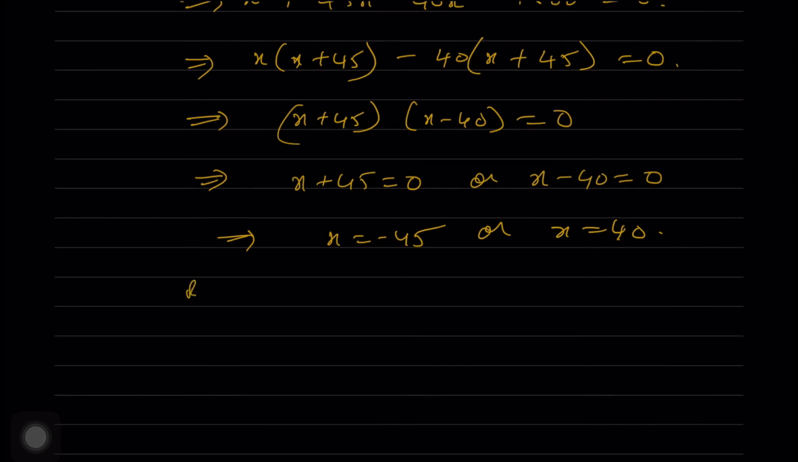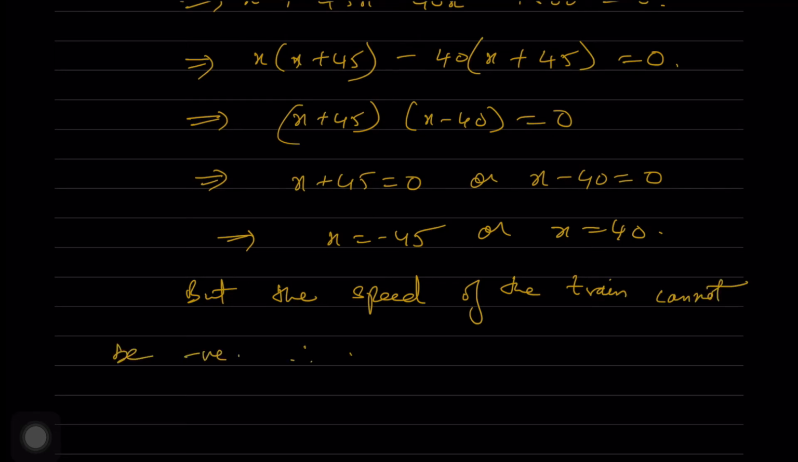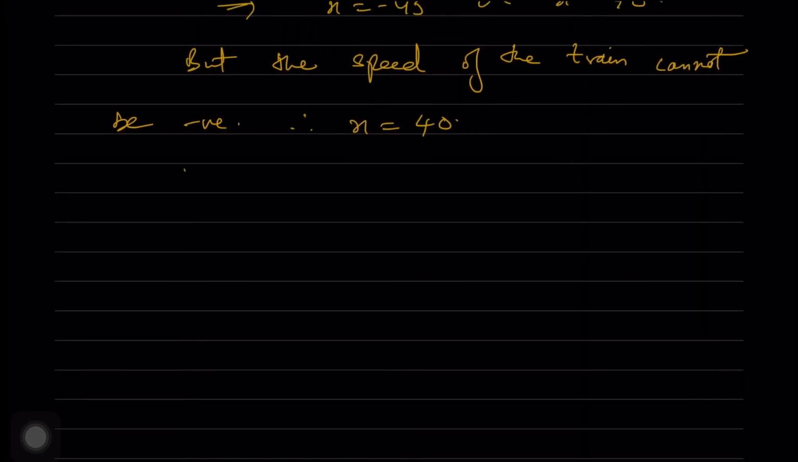But the speed of the train cannot be negative, isn't it? But the speed of the train cannot be negative. Therefore x is equal to 40. Hence speed of the train is equal to 40 kilometers per hour.